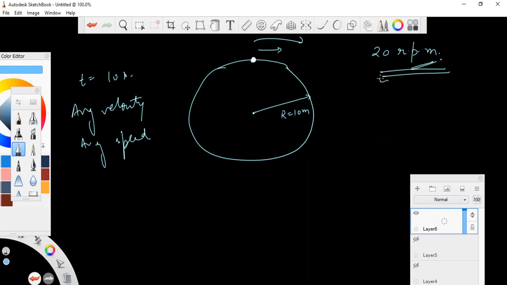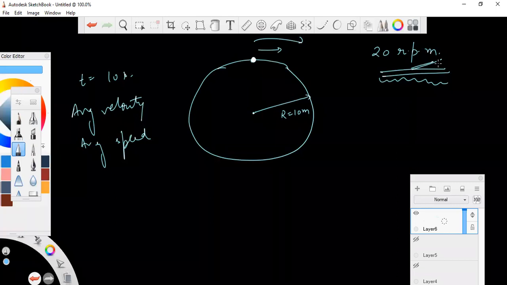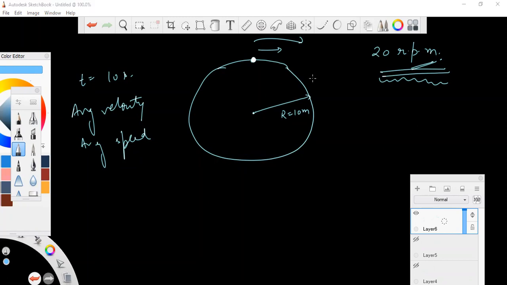20 rounds per minute. First of all, we have to figure this out. What does this mean? When it is doing 20 rounds per minute, every minute it is doing 20 rounds, right? For every 60 seconds, the object is covering 20 rounds. So in 10 seconds, how many rounds will the object do? Can we figure that out first?